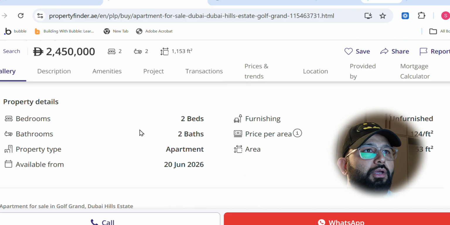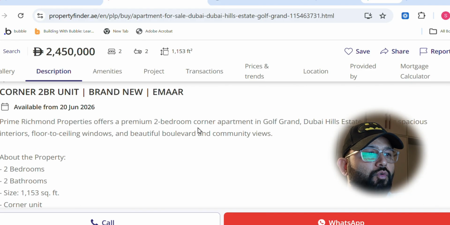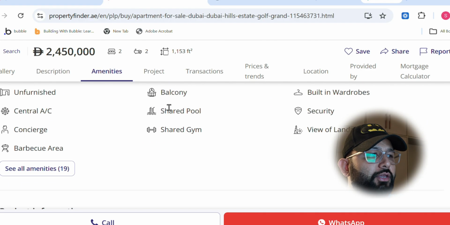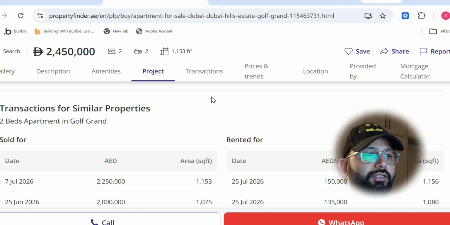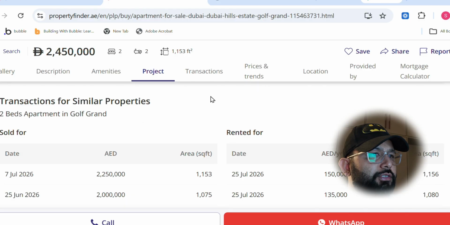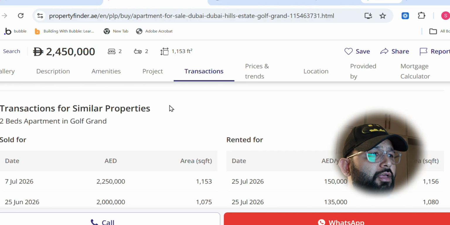All right, so I have opened this website called propertyfinder.ae, which is Dubai. It's a very popular website in Dubai. Okay, so let's see what we got. We are just running an example. We want to buy a 2 BHK apartment in Dubai. And what does the listing say? The listing says the property price is around 2.4 million dirhams.